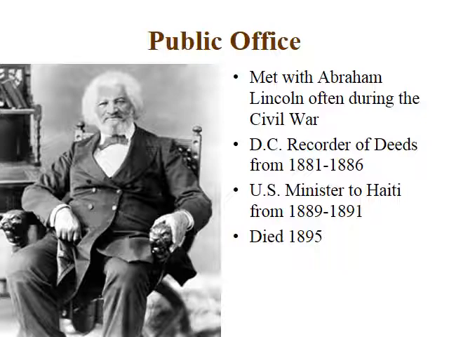He becomes the District of Columbia Recorder of Deeds from 1881 to 1886. He actually becomes an ambassador to Haiti, right? So he's an ambassador from 1889 to 1891, and he dies in 1895, just of old age. This is a picture taken in the last few years of his life. So what a story, right? From a slave at the absolute lowest of the ladder to a runaway to literate and all this other stuff, he becomes an ambassador. He represents the U.S. government to that country in the 1880s.